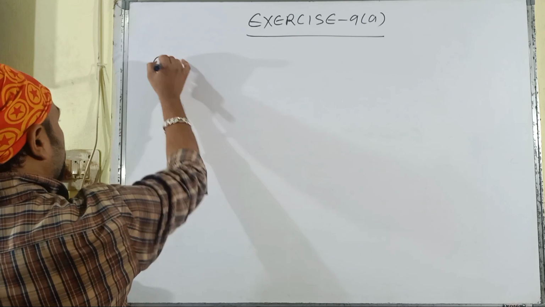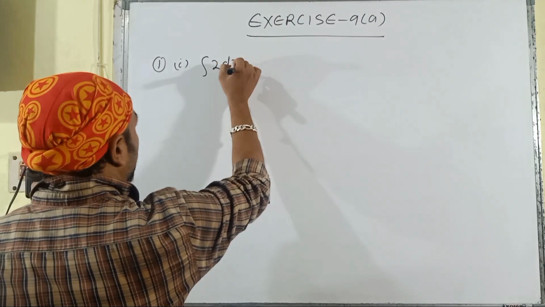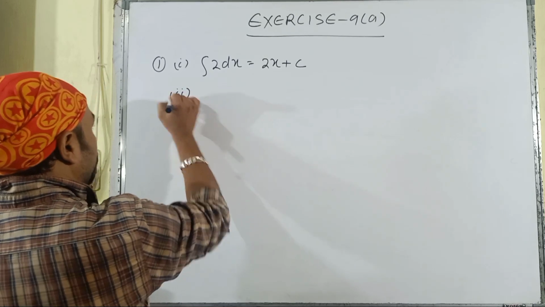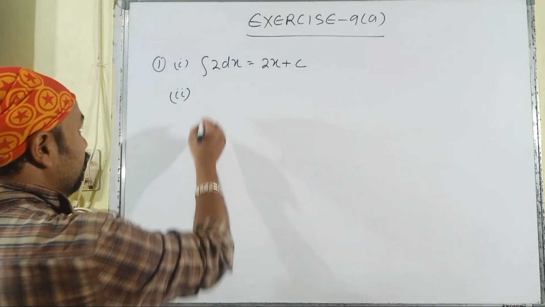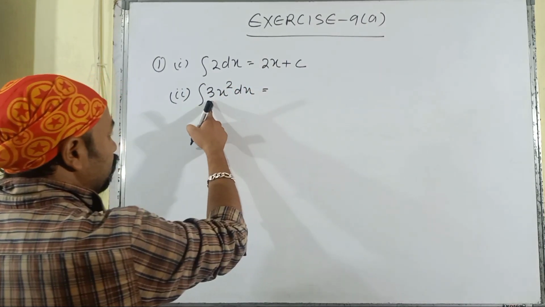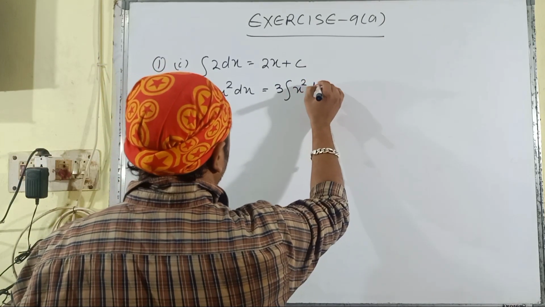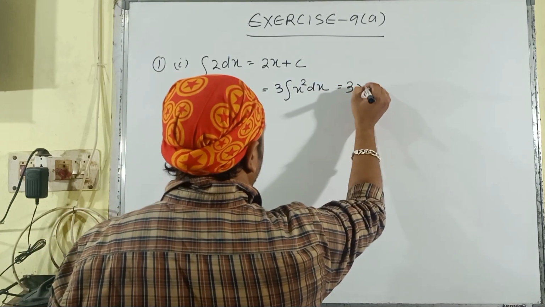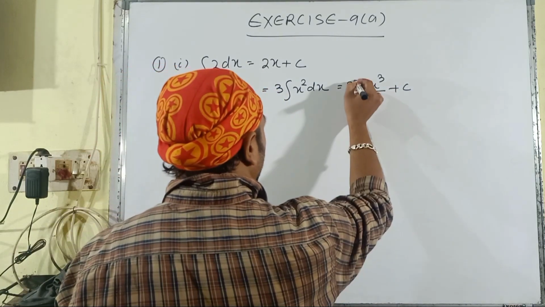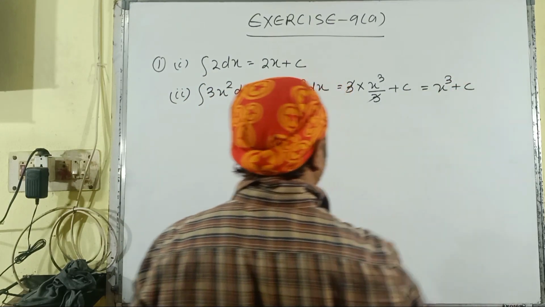Here is the first question, first bit of number 1. Integral of 2 dx is 2x plus any constant c. Then moving to the second bit of number 1. Integral of 3x square dx. Taking the constant outside of the integral sign, it will be 3 multiplied with integral of x square dx, which is equal to 3 multiplied with x cube divided by 3 plus any constant c. Cancelling both of the 3's from numerator as well as denominator, we have x cube plus any constant c.